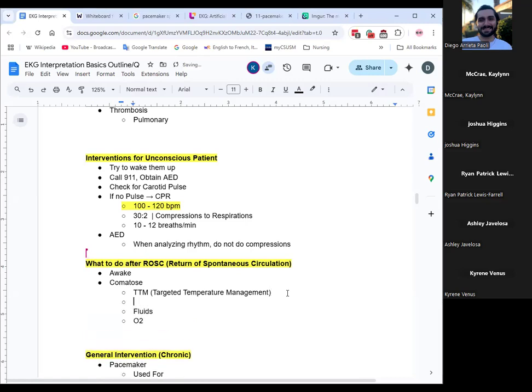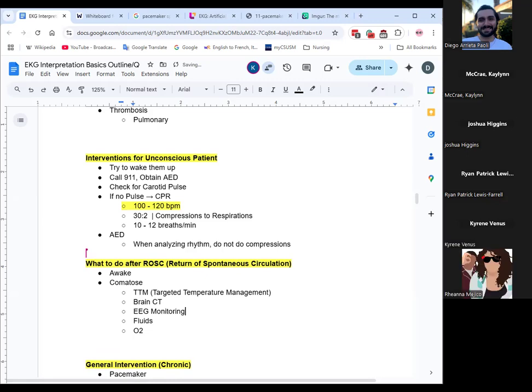I really thought you were going to write fluids out. Yeah, brain CT, I like the idea of brain CT. EEG monitoring. Yeah, sorry, go for it.